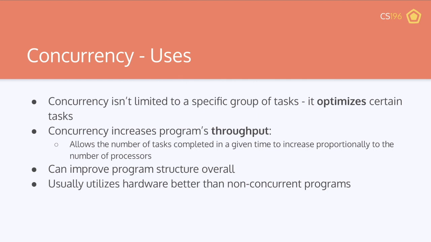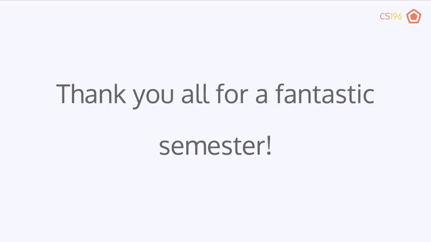And finally, this usually utilizes hardware better than non-concurrent programs, because when you only have one process running at the same time, you're just wasting the other cores that you paid for. Most computers are quad core, a lot of them 8 cores, and if you're not using all these cores, then you're not maximizing the use of the hardware built into your computer. And with that, that's everything we wanted to cover today for concurrency.